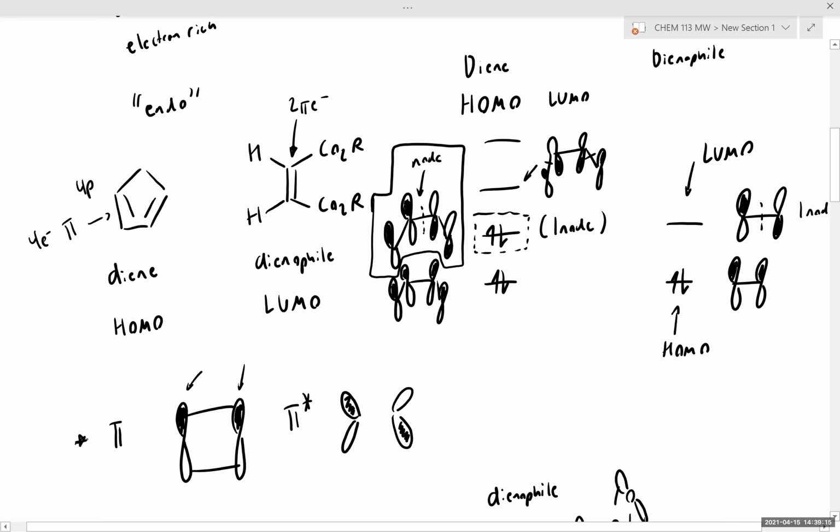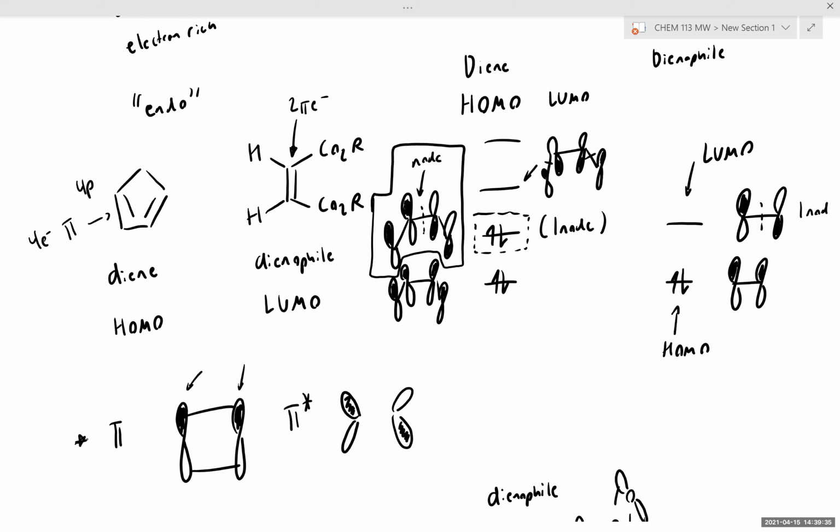What kind of orbital overlap and orbital interaction do we need to form a bond? We need regions of the same phase to overlap and interact, to have a bonding interaction. Does that make sense?